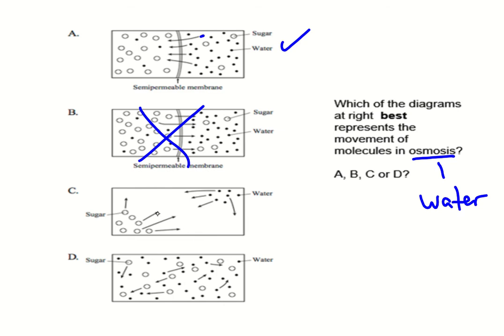Third one is looking at movement of sugar. We're not focusing on movement of sugar. And then the fourth one, once again, movement of sugar. The only one that is only looking at the movement of water is letter A. So a couple examples of things that we'll be looking at.